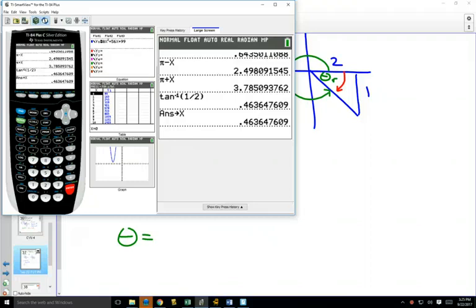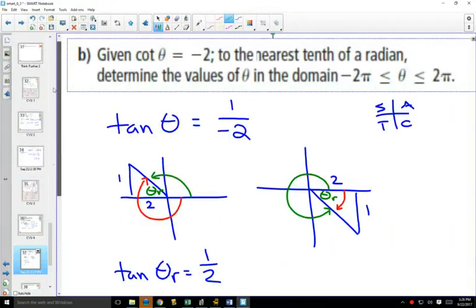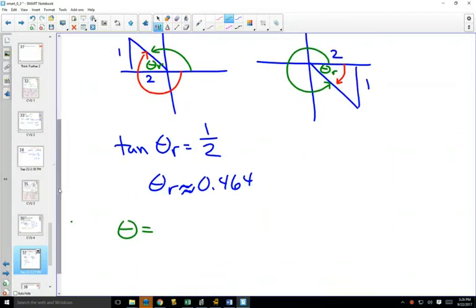In fact, before you stored your first one as x, x was probably stored at 10 if you've never used the store button, or if you've used it before, it was whatever you did last. So now I've got my reference angle. I'm going to go pi minus that reference angle. Approximately, that first one is 2.7.